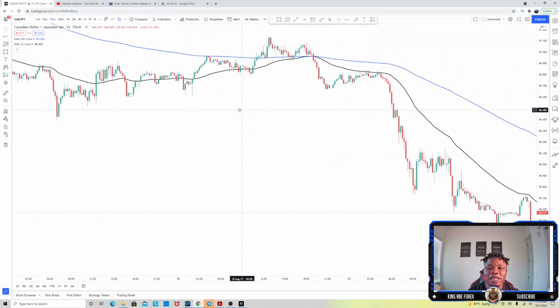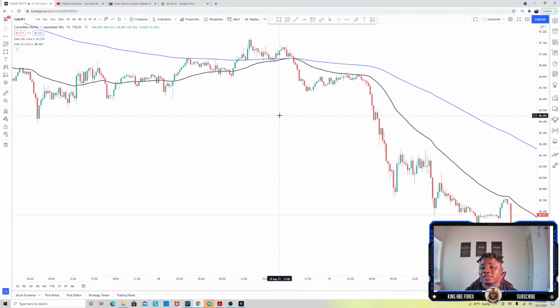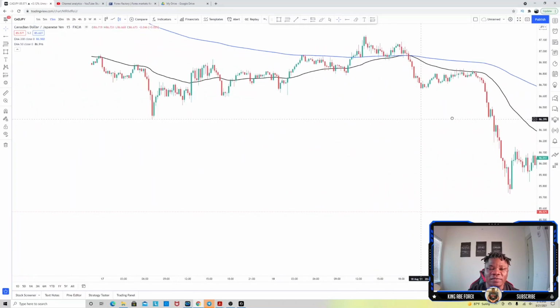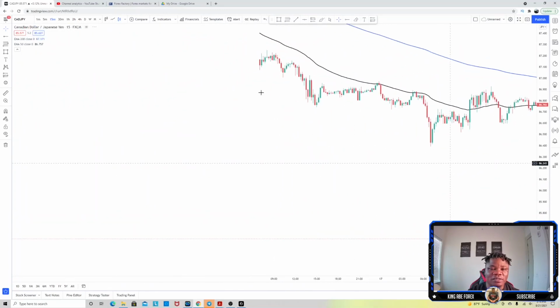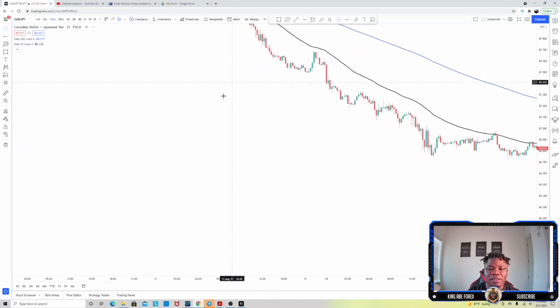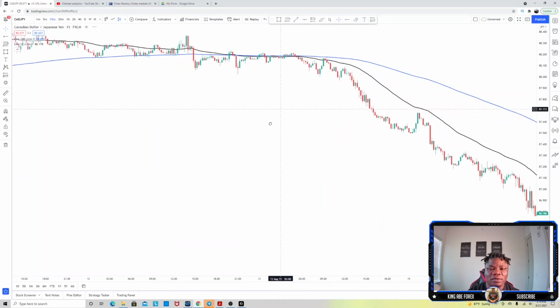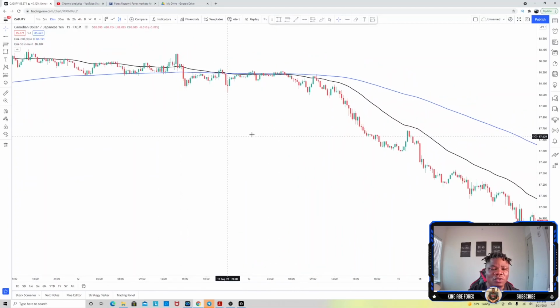Now, for a sell trade, we need price to be below the 200 and also the 50 EMA. And once we have that confirmation, what we need to see after that is a pullback towards the 50 EMA or the 200 EMA. So we're actually looking for a rejection.